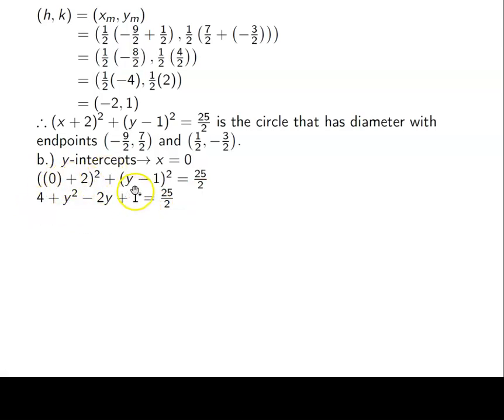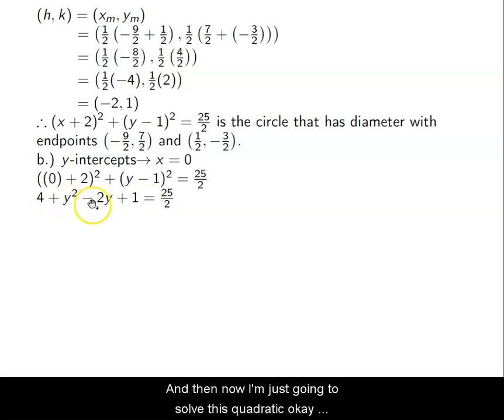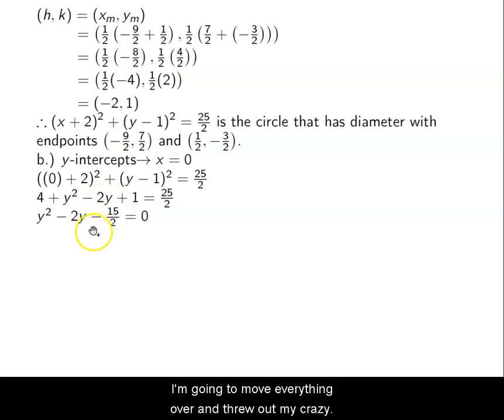2 squared is 4. (y minus 1) squared is y squared minus 2y plus 1. And now I'm just going to solve this quadratic. I'm going to move everything over and zero out my equation. 4 plus 1 is 5, minus the 25/2. I need to make that common denominator, or I could clear denominators and multiply everything by 2, that would be fine as well. Here I decided to keep it monic, however, so I'm just going to throw this all into the quadratic formula.